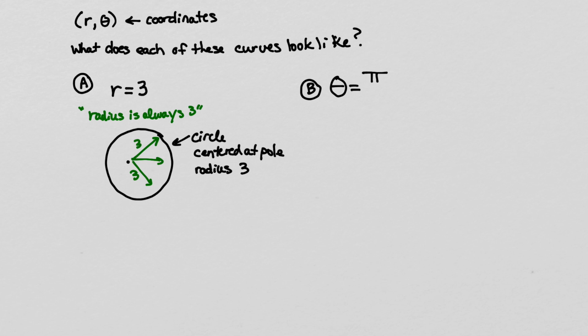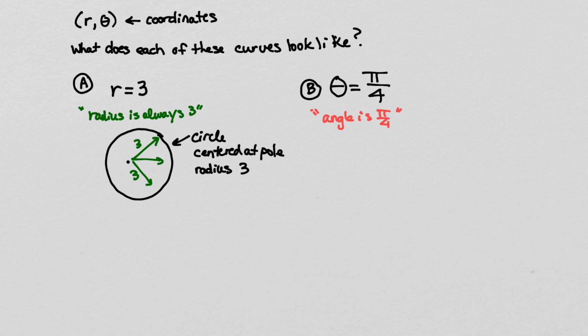What if I wrote something like this? Theta equals pi over 4. What do you think that describes? What do you think theta equals pi over 4 describes? She just wrote a diagonal line. So what it says is that the angle is always pi over 4, right? So this tells me my angle is pi over 4.